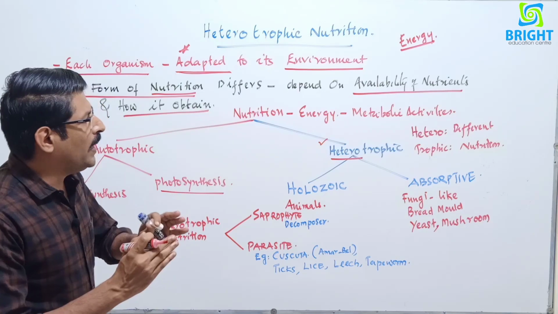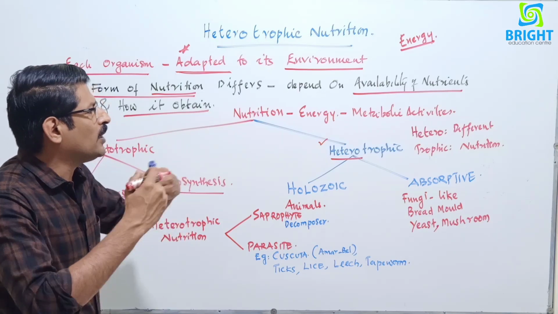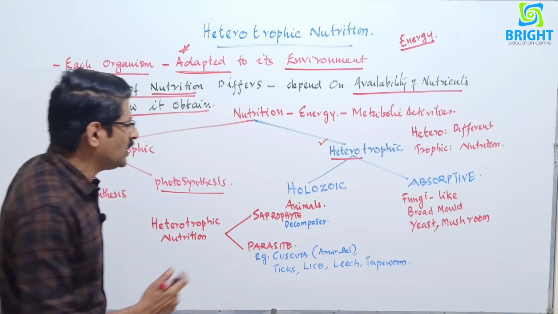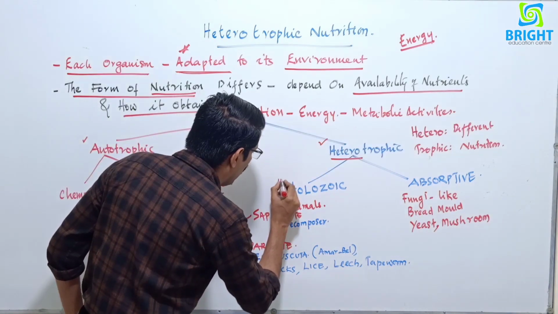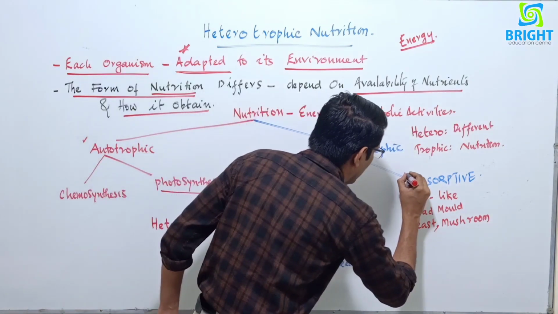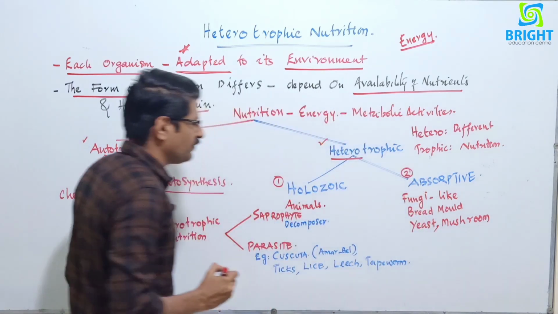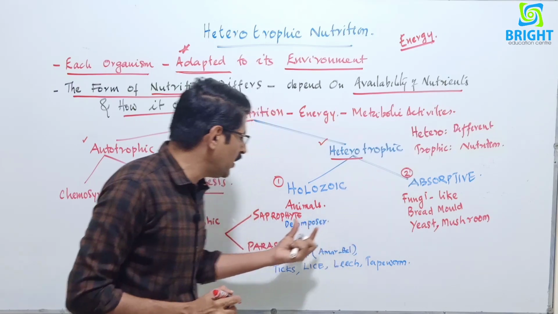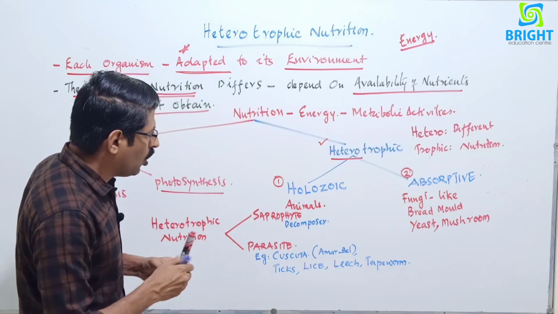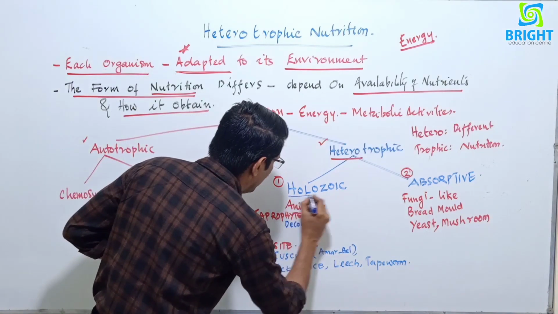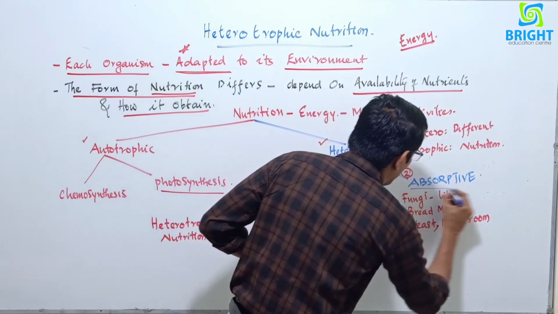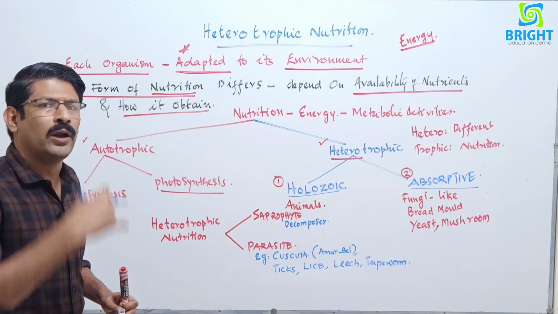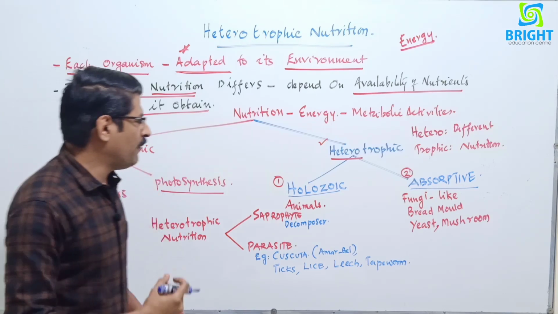On the basis of the method, the mode of heterotrophic nutrition can be divided into holozoic mode of nutrition and absorptive mode of nutrition. Heterotrophic nutrition can be divided into two types: one is holozoic mode of nutrition and the second is absorptive mode of nutrition, on the basis of how they are acquiring, how they are taking their food material.